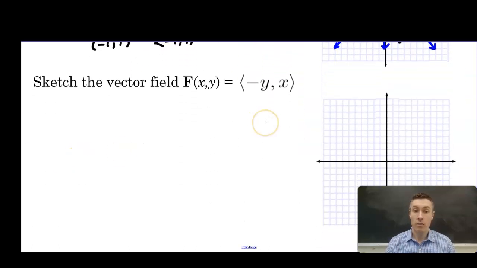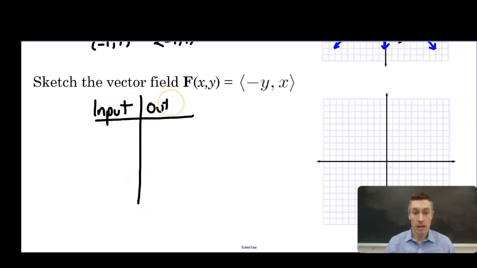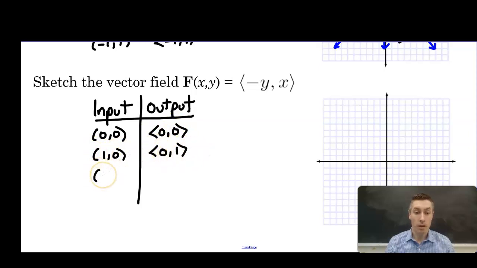Now if we sketch the vector field negative yi plus xj, just for one more example by hand, and these do take a bit of time, so for input, we'll start with the same set of points. So 0, 0, vector output is 0, 0. 1, 0, the vector output would be 0, 1. 1, 1, the vector output is negative 1, 1. So this is a little bit more interesting because it's not that the point turns directly into the vector. Let's say negative 1, 1, then that would be negative 1, negative 1 as our vector.